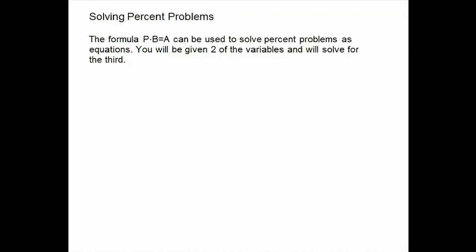Solving percent problems. We're going to look at solving percent problems as equations. They can also be solved with ratios, but we're going to concentrate on using equations. The formula P times B equals A can be used to solve the percent problems as equations. You will be given 2 of the variables and will solve for the third.